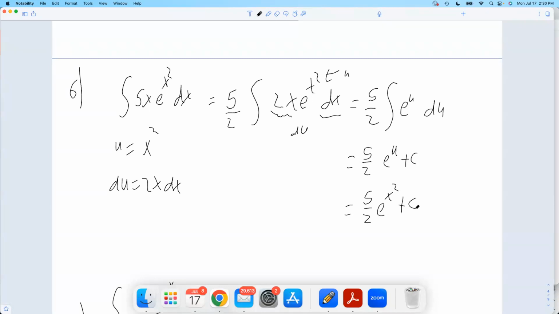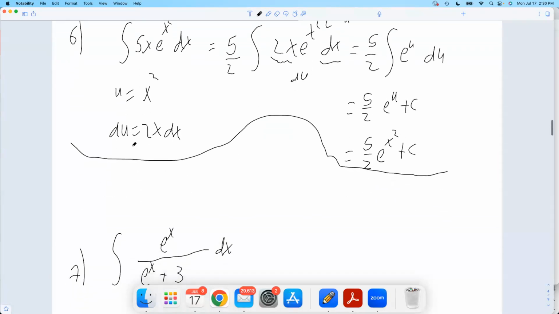How would I check this? Take the derivative of this, see if you get this back. Okay, and maybe for fun, we'll do the same problem using that solve for dx method that some students like. It's the exact same problem.